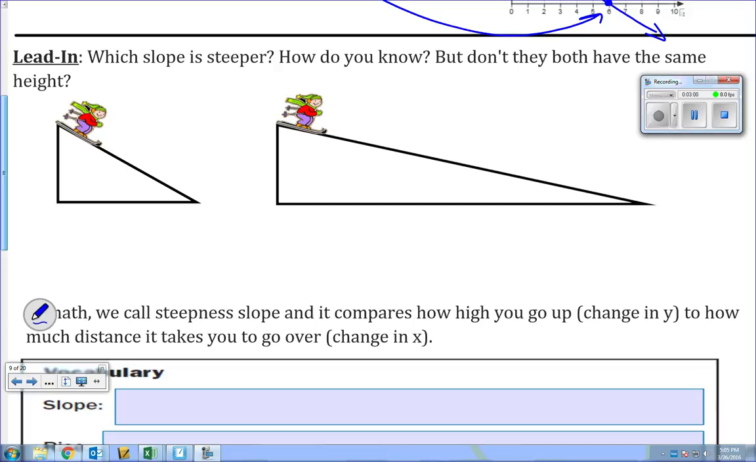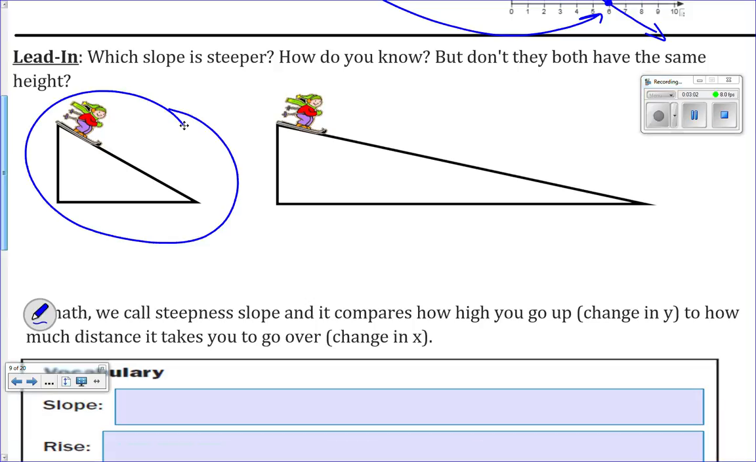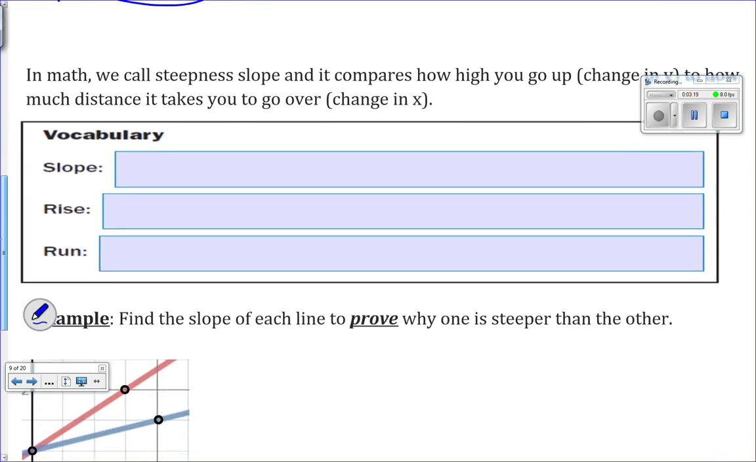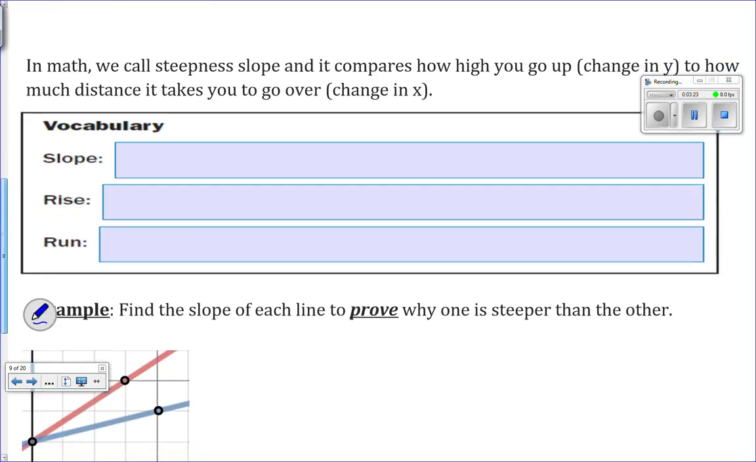The first one has a shorter distance to go, right? It's dropping the same amount. They both start here and they both end here. So the heights are the same, but the distance that they're going is shorter. That's what's making it steeper. Okay, so yeah, you're right. That first one would be steeper. In math, we call steepness slope. The steepness of a line we refer to as slope.